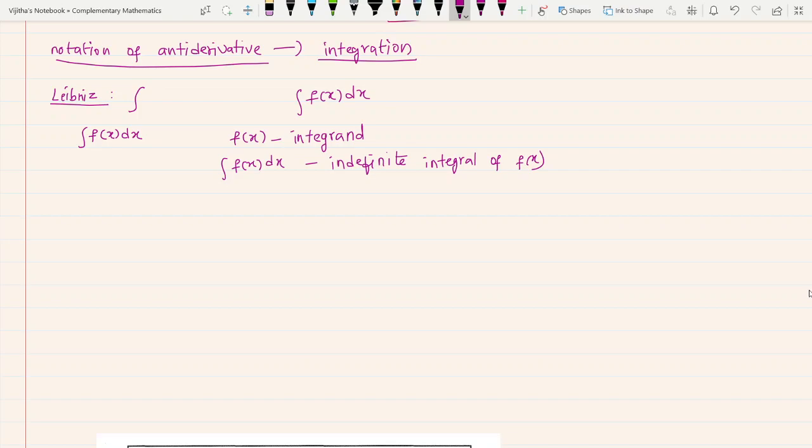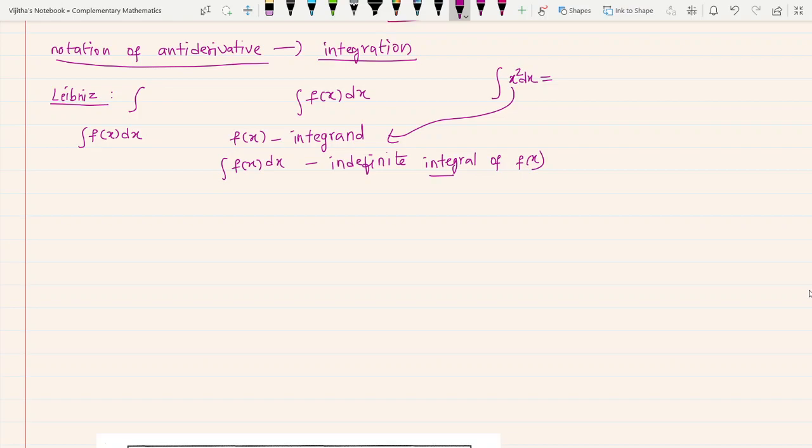So the antiderivative is also called the integration. We use this symbol to find the integral of some function, like x square. Here x square is called the integrand, and integral x square dx is said to be the indefinite integral of x square.